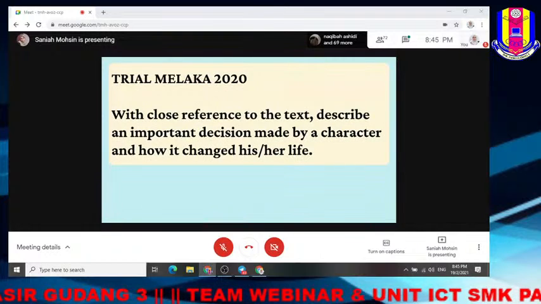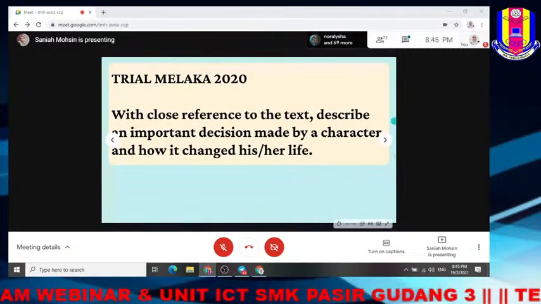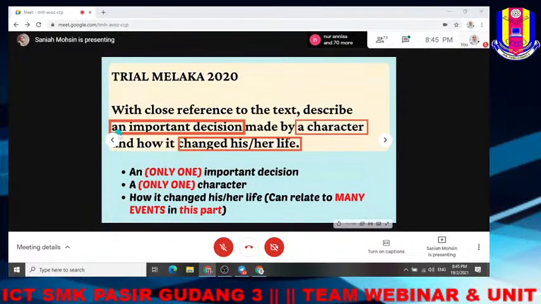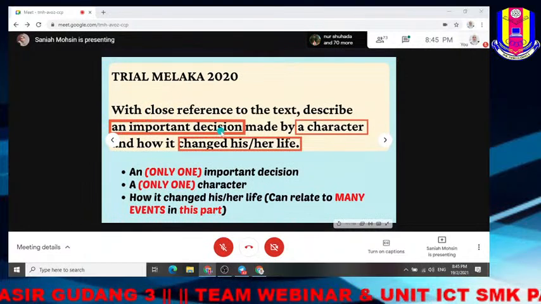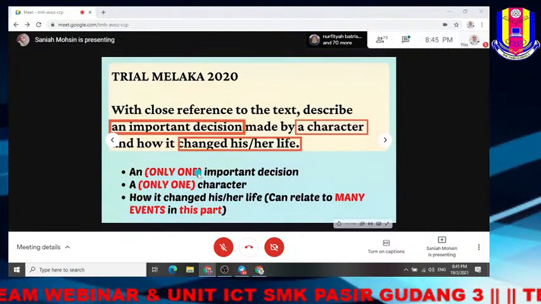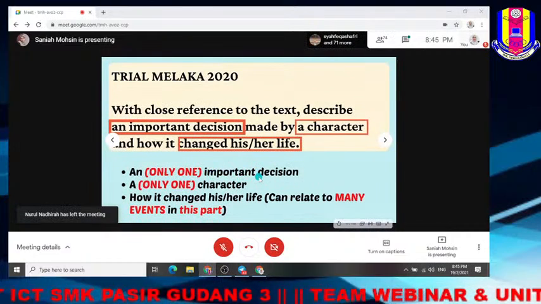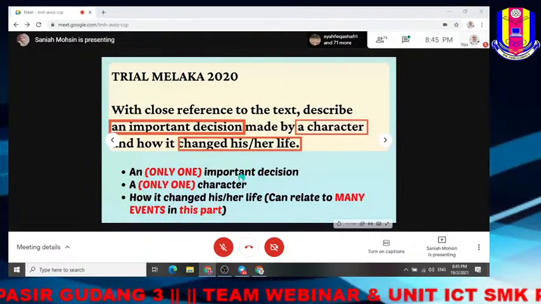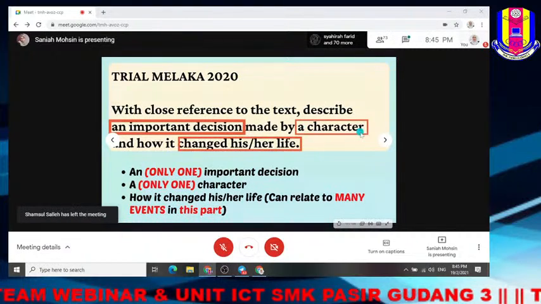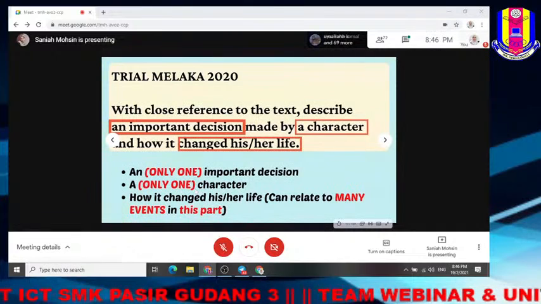Okay, contohnya over here, there are 3 keywords that you need to remember. Okay, so the 3 keywords is an important decision. Okay, bila dia kata an important decision, keputusan penting, maksudnya make sure jawapan kamu letak satu saja. Okay, jangan letak sampai keputusan penting sampai 2-3, tak boleh. Okay, the question asks only one, then you put only one. Okay, next one, they say made by a character. Okay, so that means there's only one character. Don't talk about more than one character.